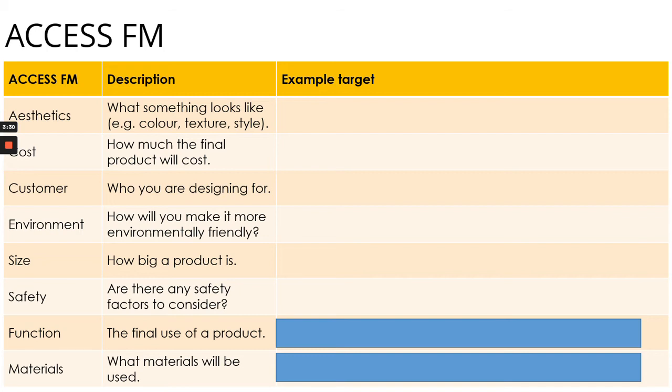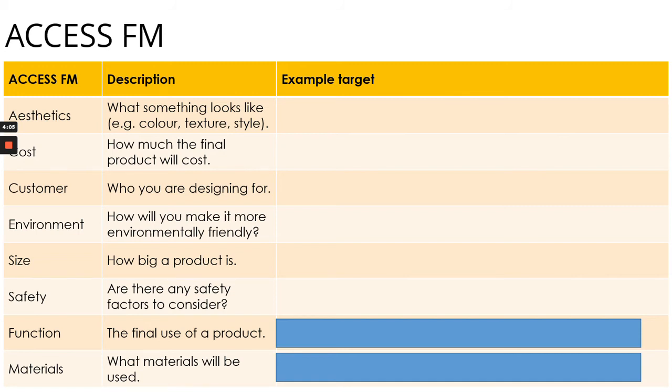Fantastic. So we have got this table in front of us. We've got Access FM on the left. So we know what the headings all stand for. We know what the headings mean in terms of our project. Now we need to learn how we use Access FM to create a list of specifications. So this is basically a list of individual targets that we want our final product, our clock, to meet.